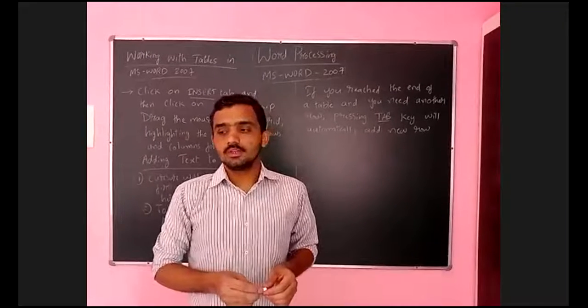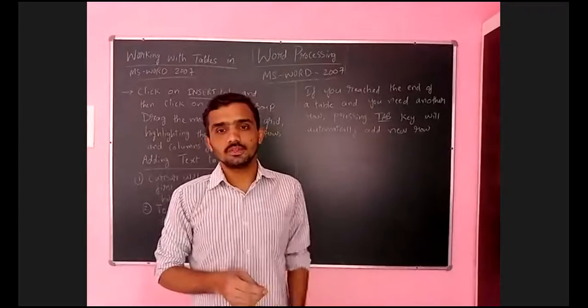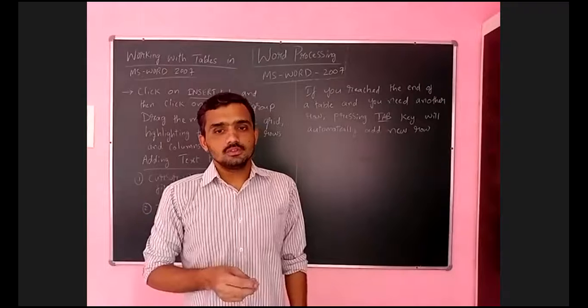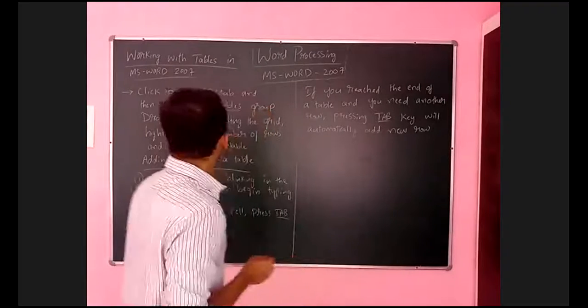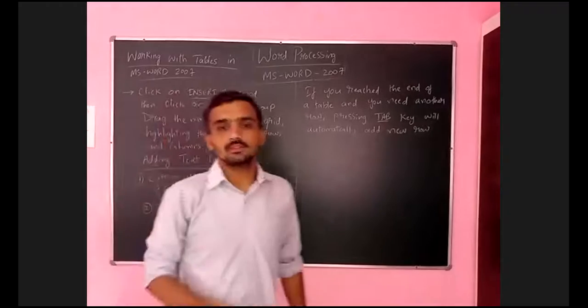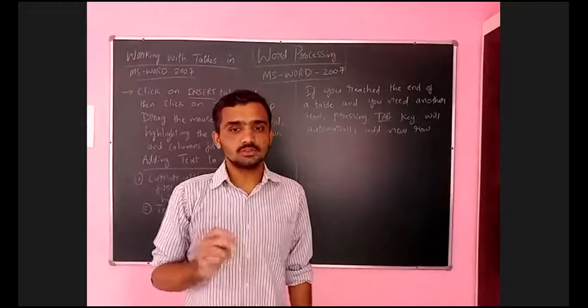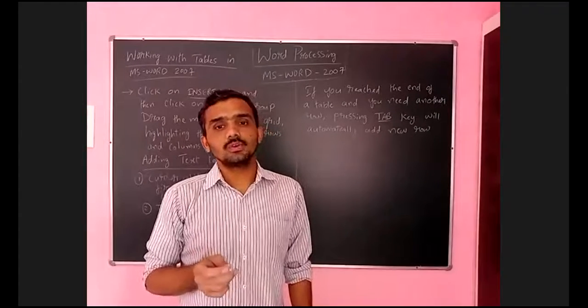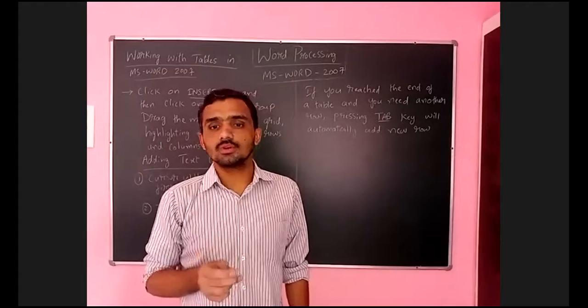We'll continue with the MS Word 2007 application software. Okay. So today we'll look at the topic working with tables in 2007. So how to add tables in Word 2007. Tables means we know that it is rows and columns format.